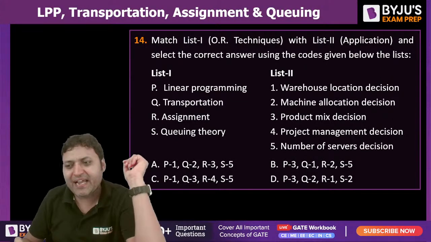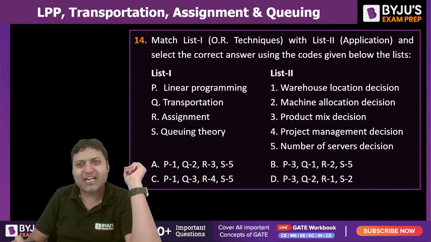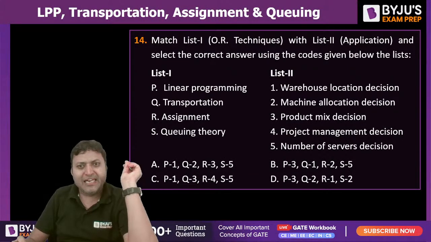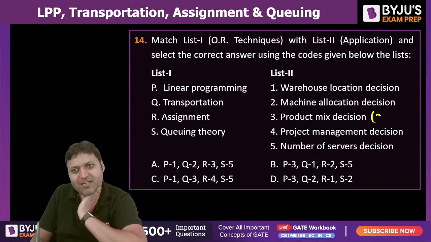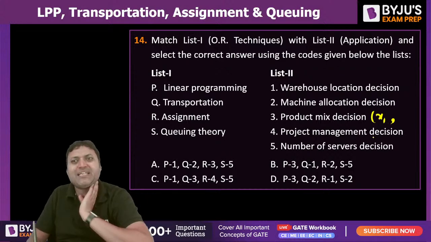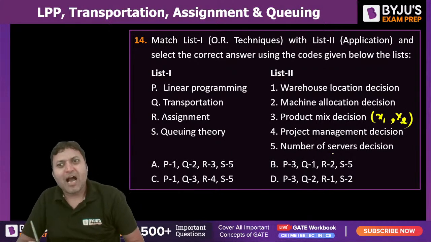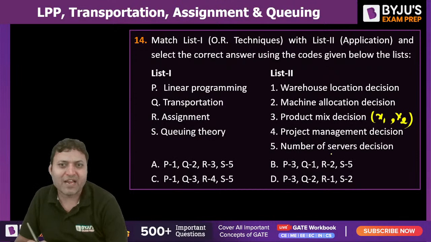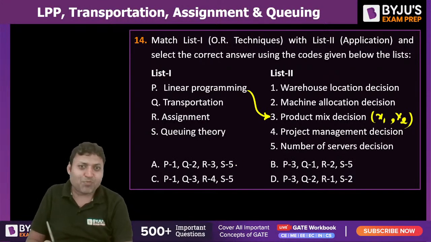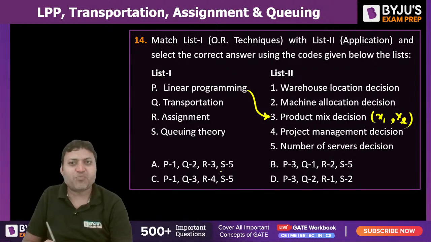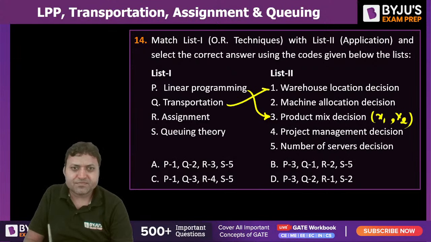The left-hand side will be OR techniques and the right-hand side will be the application. Linear programming is used for product mix decisions: how much X1 and X2 are mixed together to get the final product. Transportation is used to minimize the transportation cost. It is a warehouse location decision.